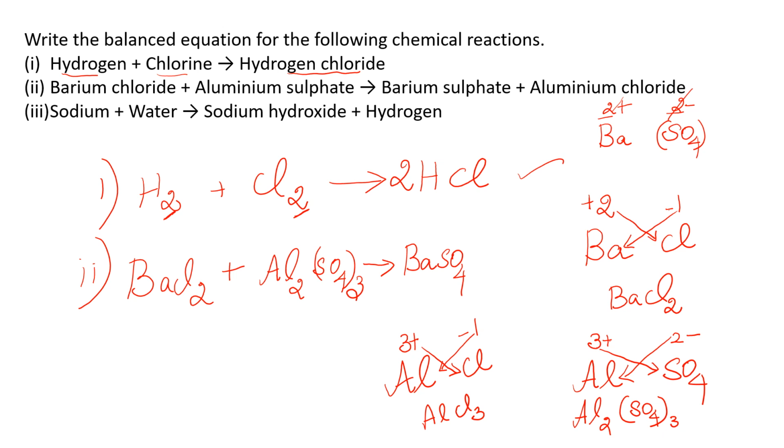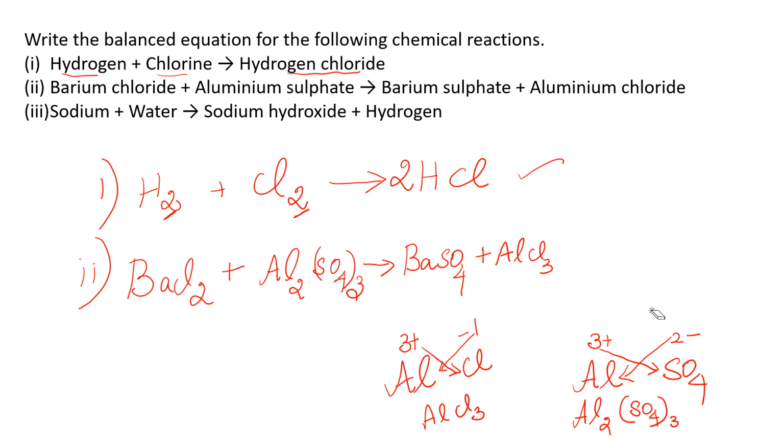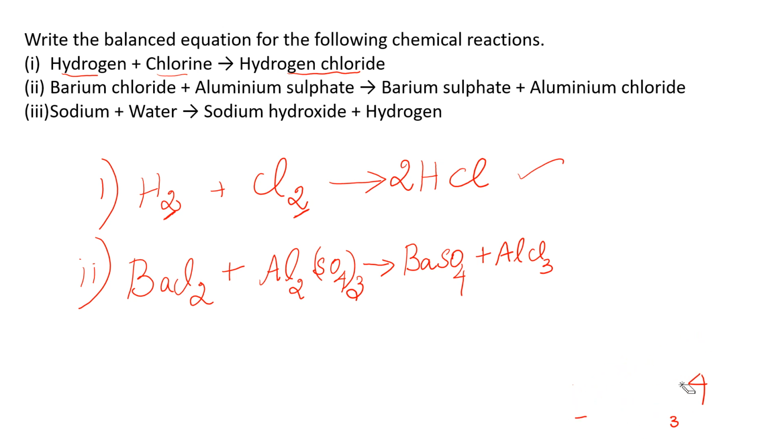AlCl3, aluminium chloride. Now you have to balance. See the number of atoms both on the reactant side and product side. If the numbers are equal, fine. If it is not equal, you have to balance it. So now you have to balance the equation.